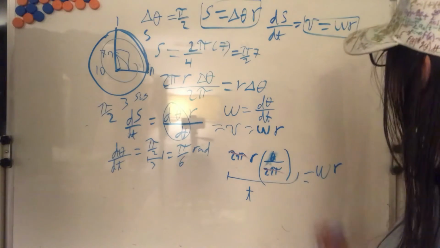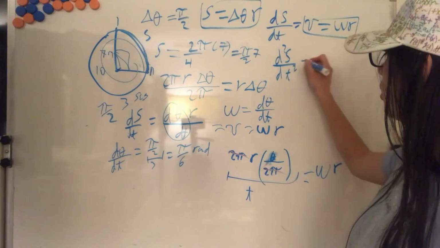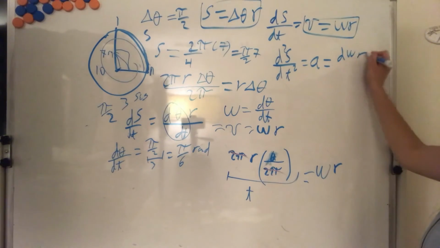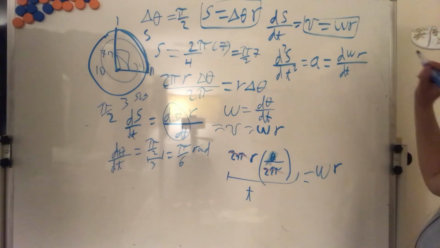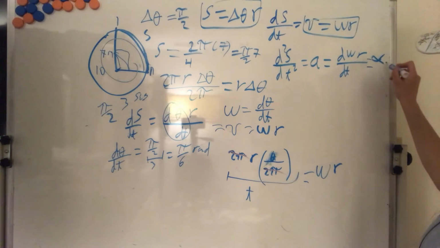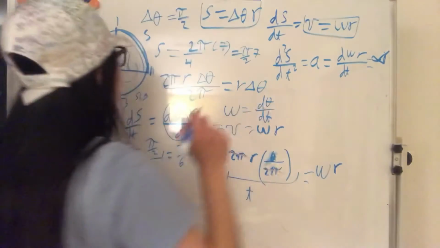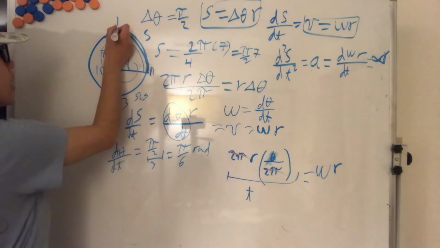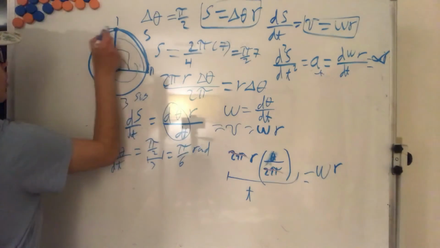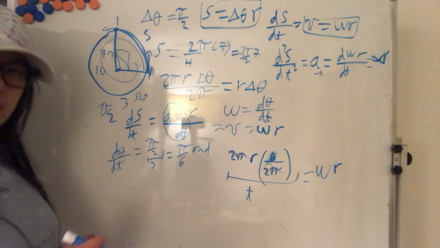So the velocity will be equal to the angular velocity times the radius. Now if I take the second derivative of the displacement in time, this is the acceleration, and this will be d omega r on dt. This is called the angular acceleration times r. Actually this acceleration is the tangential acceleration, so it is the acceleration when the particle is here. So it's the tangential acceleration.